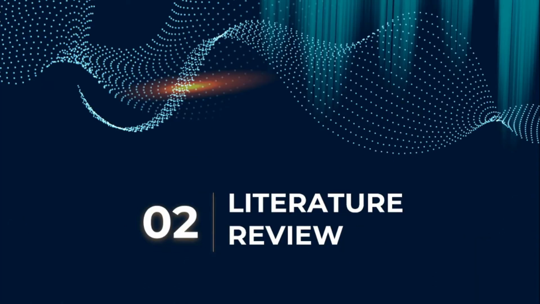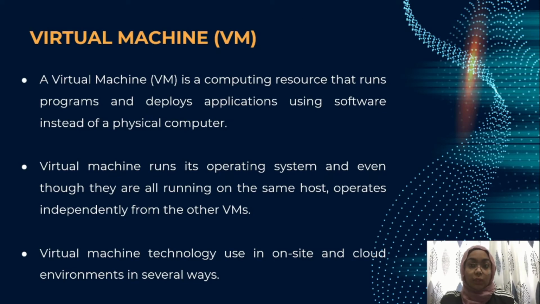The second chapter is literature review. A virtual machine is a computing resource that runs programs and deploys applications using software instead of a physical computer. A virtual machine runs its own operating system and, even though they are all running on the same host, operates independently from the other VMs. Virtual machine technology is used in on-site and cloud environments in several ways. Most recently, public cloud providers use virtual machines to provide many users with virtual application tools at once for even more cost-effective and scalable computing.